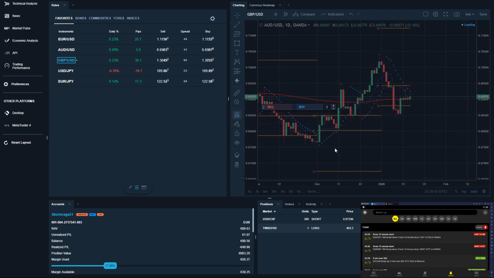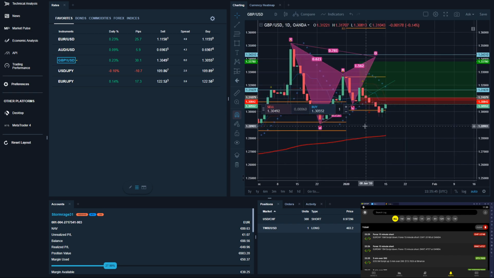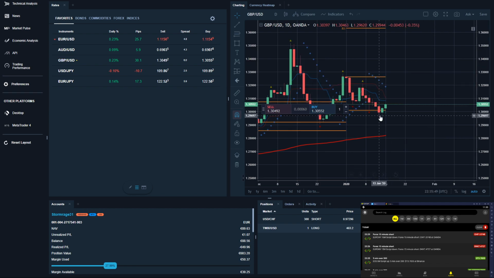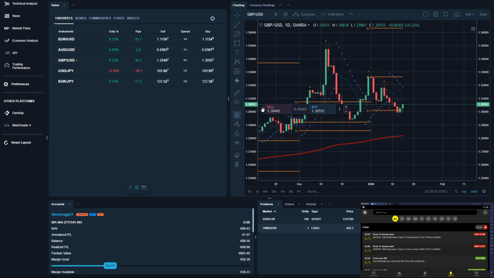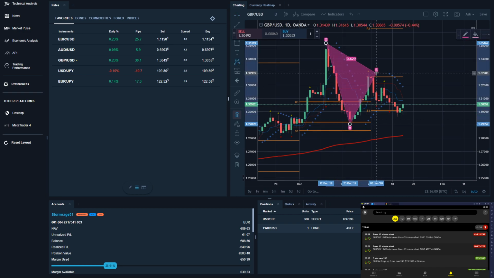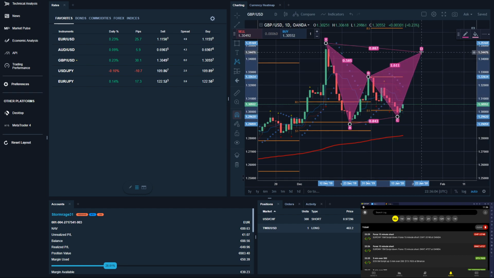Pound USD. So currently, let's remove all the drawing tools. I had a bearish Gartley. Let's see what is this. So okay, so probably bearish Gartley.